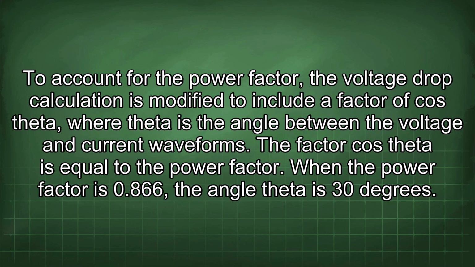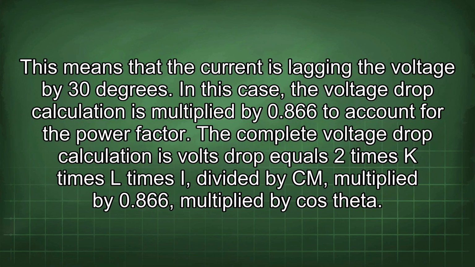To account for the power factor, the voltage drop calculation is modified to include a factor of cos theta, where theta is the angle between the voltage and current waveforms. The factor cos theta is equal to the power factor. When the power factor is 0.866, the angle theta is 30 degrees. This means that the current is lagging the voltage by 30 degrees. In this case, the voltage drop calculation is multiplied by 0.866 to account for the power factor.